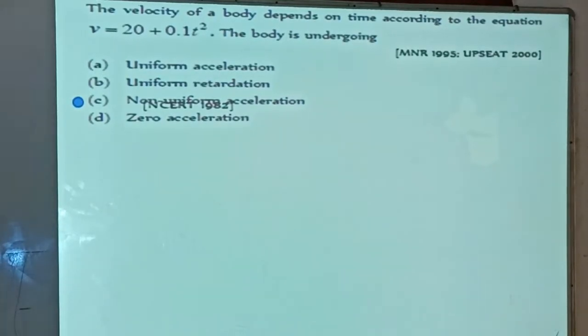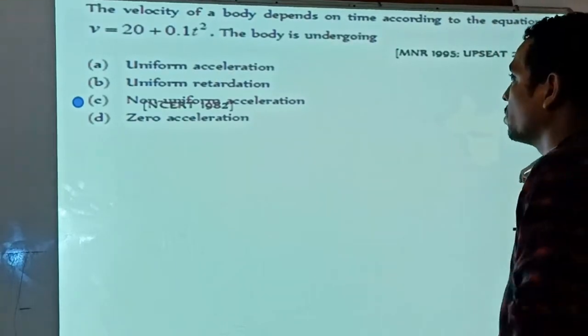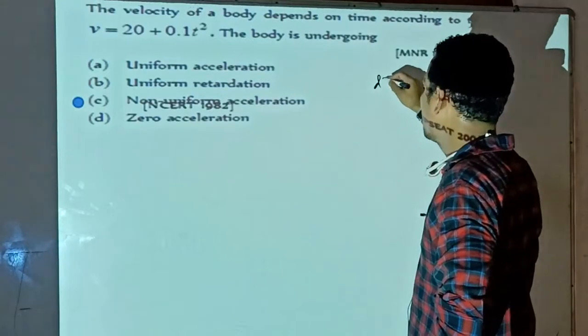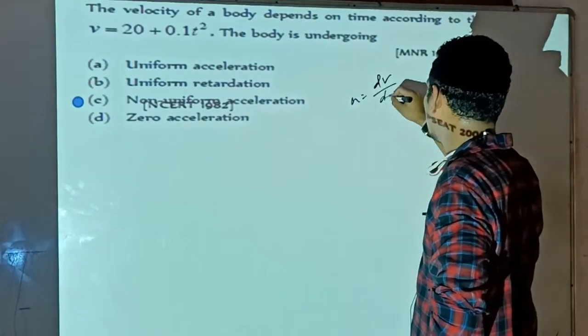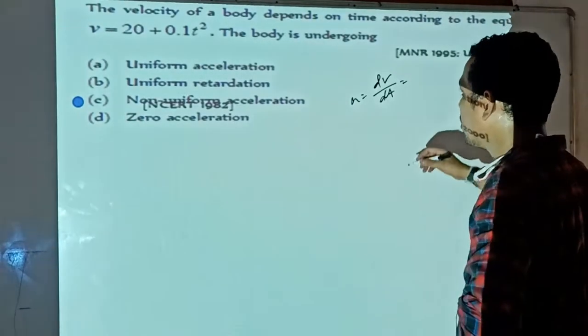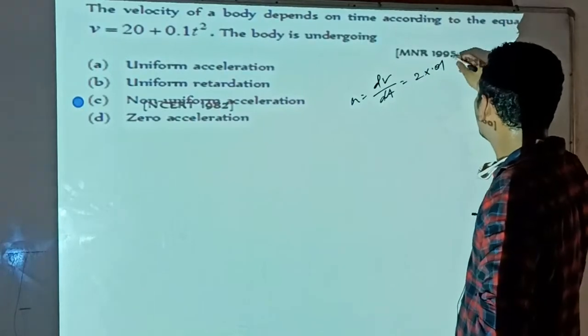Since you are going to find out acceleration, we just take the differentiation with respect to time. So v is given, you can easily find dv by dt. Acceleration is given by dv by dt, right? So take the differentiation of this equation, you will have how much? So 2 into 0.1, that is t.